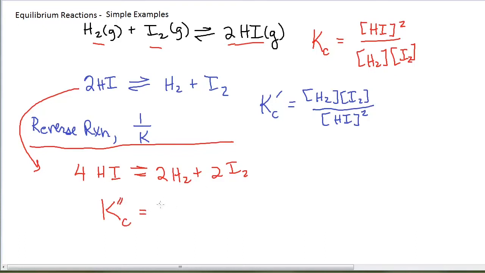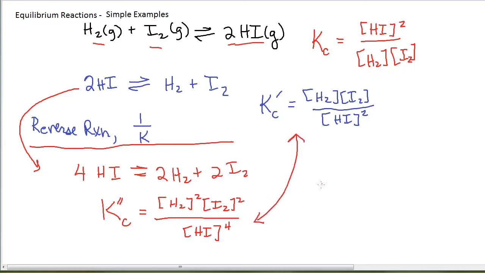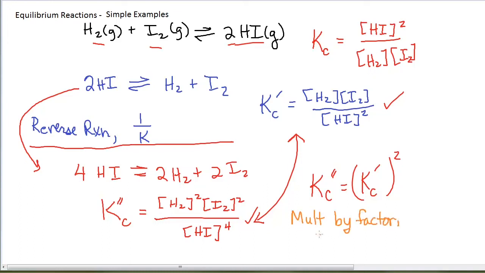If I write this new equilibrium constant expression, I end up with H2 squared times I2 squared, all divided by HI to the fourth. Mathematically, these two equilibrium constants are related in that my new equilibrium constant is my old one squared. In other words, everybody is simply squared from this expression to give me my new equilibrium constant. I multiplied the reaction by 2, and this raised each of my concentrations to the second power. So when you multiply a reaction by a factor, you will raise the equilibrium constant by that factor.